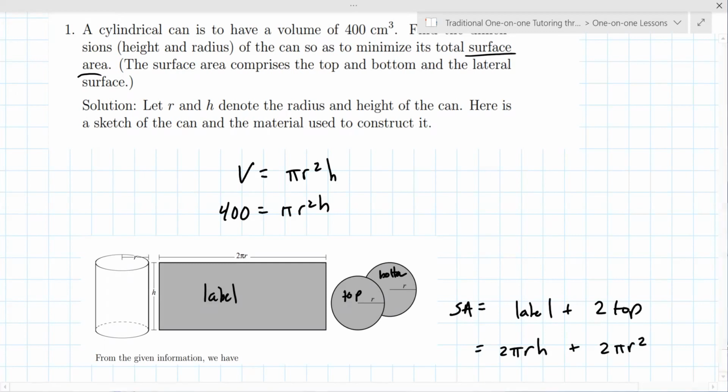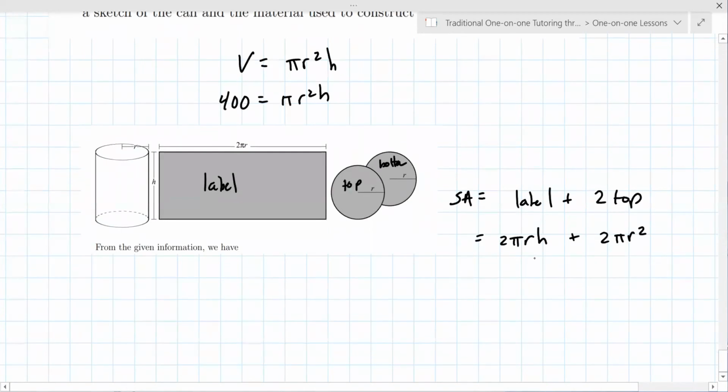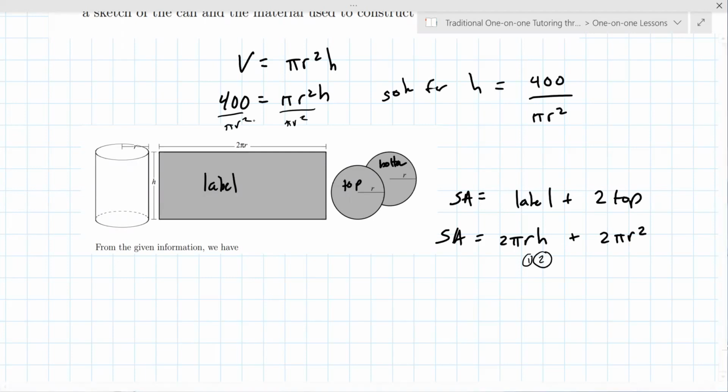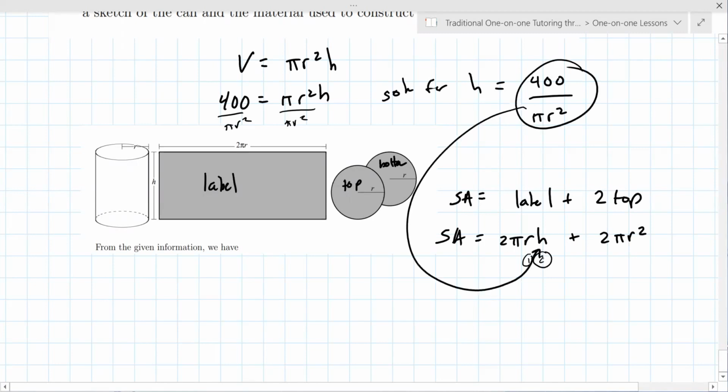Okay. So how many variables are in this equation? 1, 2. And that's why you need another equation. So you solve this one up here, usually solve for height. When you solve this one for height, h is 400 divided by pi r squared. You just move the pi r squareds over. Is that okay? Mm-hmm. All right. Now, the height is this, so we're going to take this and substitute it in here.